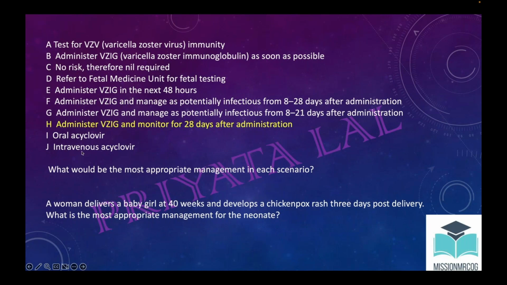Yes, give the baby acyclovir injection, because I told in the last slide that if the baby delivers within 7 days of the mother having the rash, or once the delivery is there and the mother develops a rash within 7 days, both times the baby is at high risk. So the baby would get prophylaxis, either with varicella zoster immunoglobulin plus or minus acyclovir, and monitoring for 28 days.